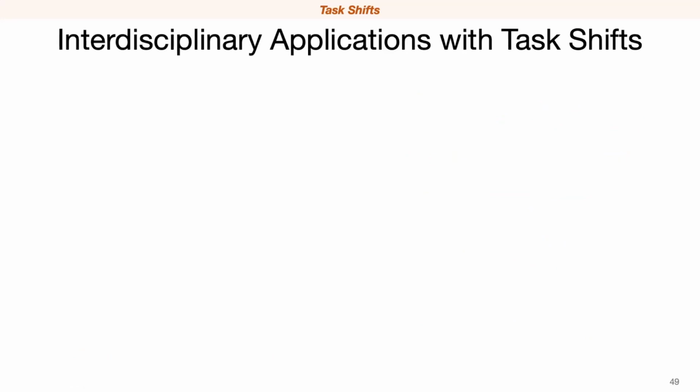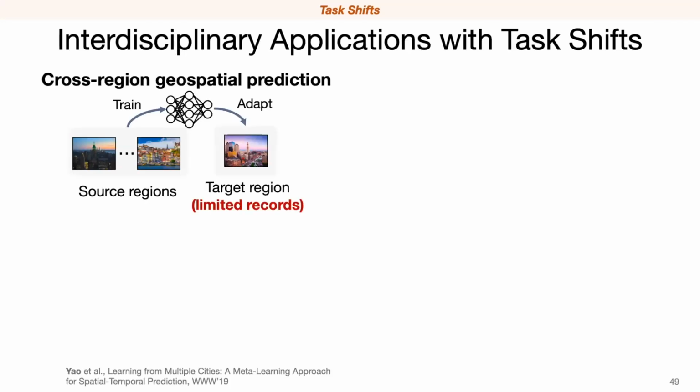So in this direction, apart from these methodology contributions, we also collaborate with some domain experts to work on some interdisciplinary applications. For example, we need to do the cross-region geospatial prediction, where we train the model from a bunch of source regions and then adapt it on these target regions, where the target regions have quite different patterns from some source regions. And in target regions, we only have limited records. We incorporate some domain knowledge by using region functionality, which lets us incorporate the POI information or different kinds of region information into the model.